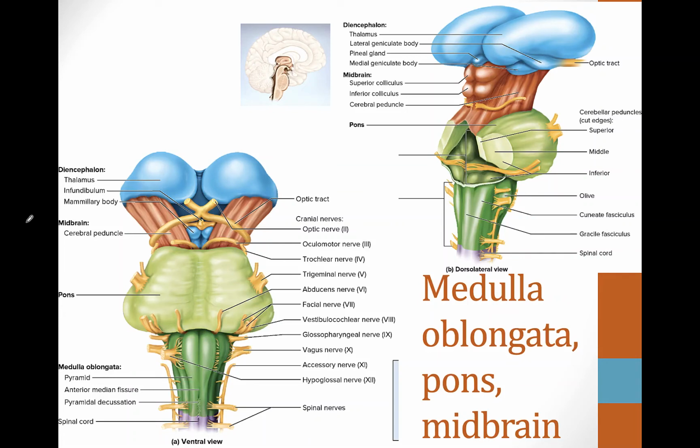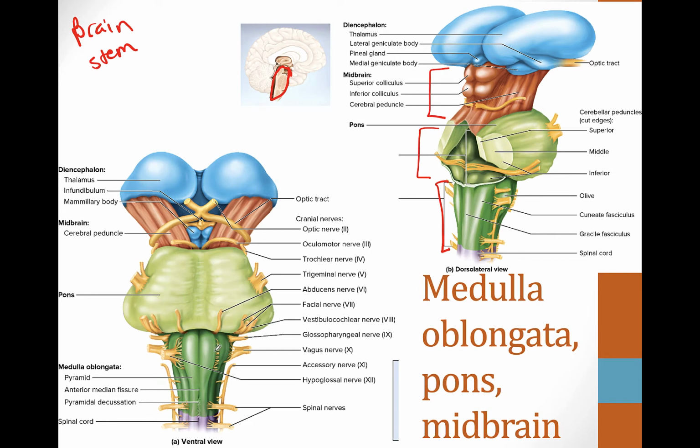So now we're going to go through the different parts of the brain, talk about what they look like, what their functions are. So first let's start with the brain stem. So we're right here. And this is composed of three parts. We've got the medulla oblongata, which is down here, the pons right here, and then the midbrain right here.